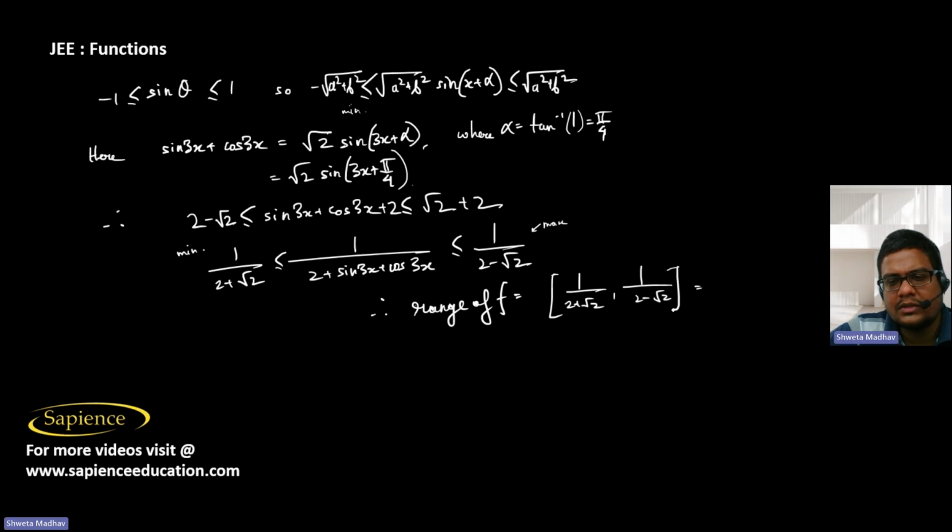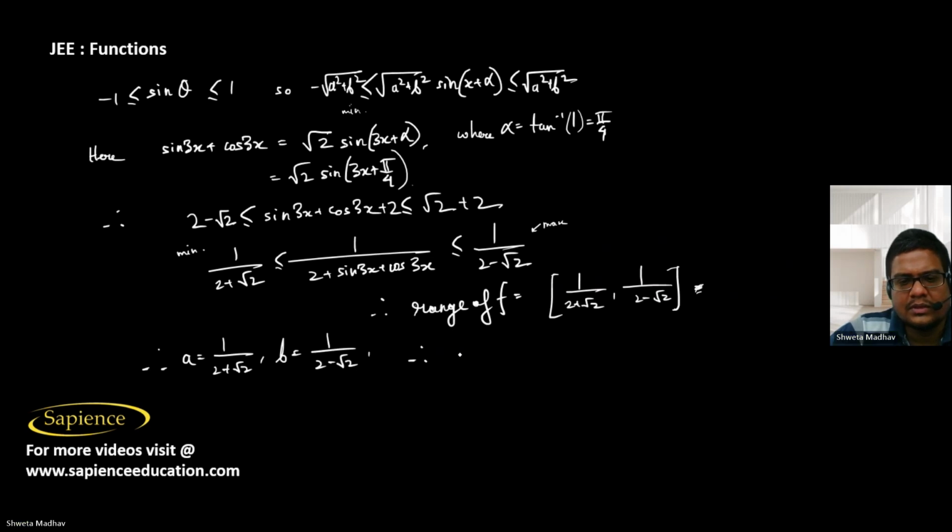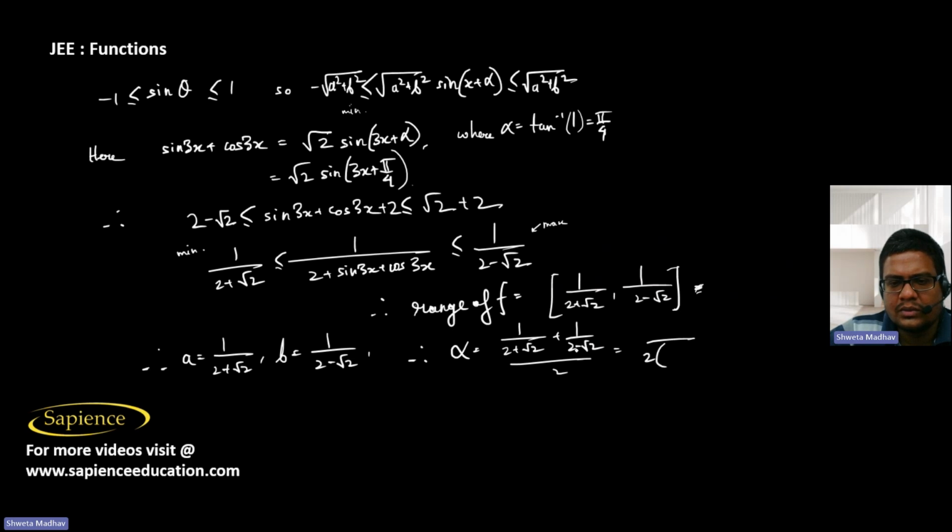So therefore the value of a is 1 by 2 plus root 2 and b is 1 by 2 minus root 2. So therefore the value of alpha, that is their arithmetic mean, will be 1 by 2 plus root 2 plus 1 by 2 minus root 2 divided by 2. So this will be 2 into this.